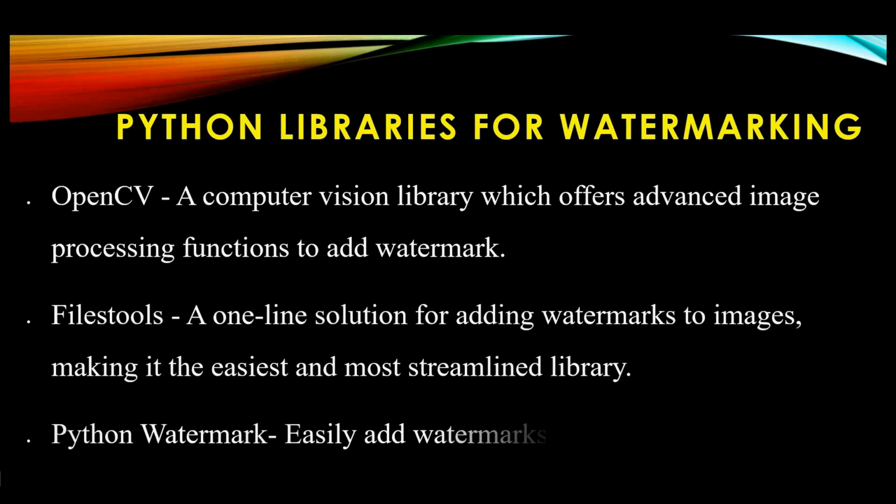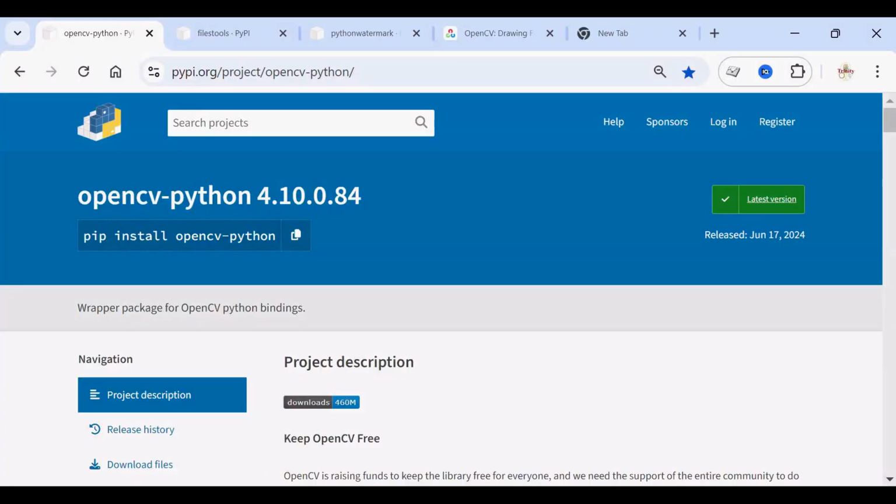And finally, we have Python watermark. In case you want to add a logo, we can add image watermarks to both image files as well as PDF files. So in this tutorial, we're going to see the one-line code for adding a watermark using these three packages. Before starting the code, we need to install OpenCV using the command pip install opencv-python from the command prompt. After installing, let's start writing the code.